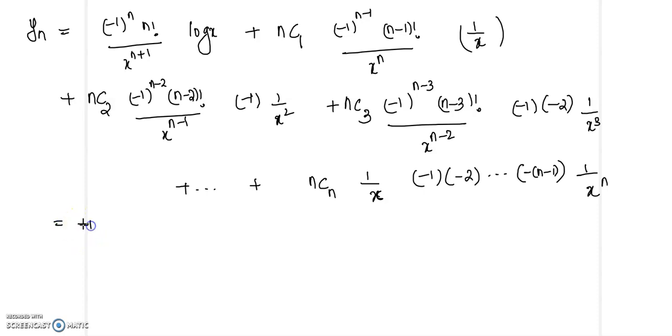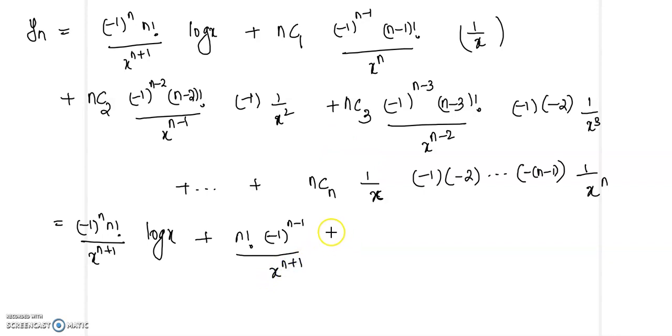So in the first term you are going to get minus 1 whole raised to n, factorial n by x raised to n plus 1, log x. Plus this is nC1, which is n, and so you will get n into n minus 1 factorial, which I can write as n factorial, minus 1 raised to n minus 1, and combining the powers of x, it will be x raised to n plus 1.